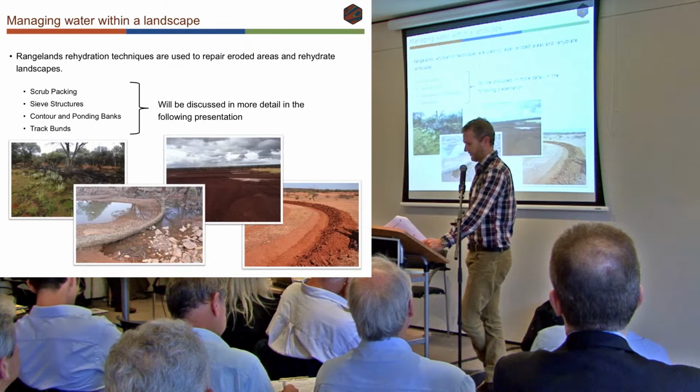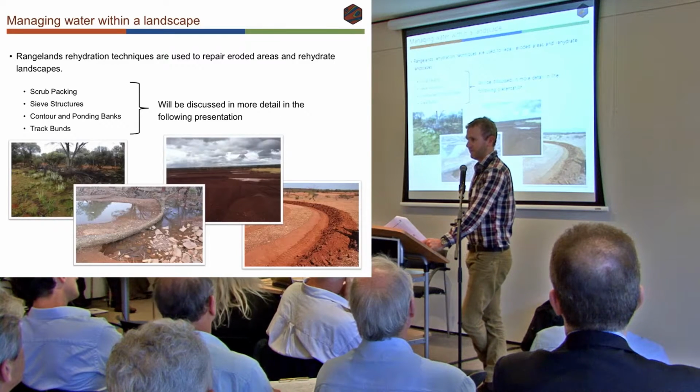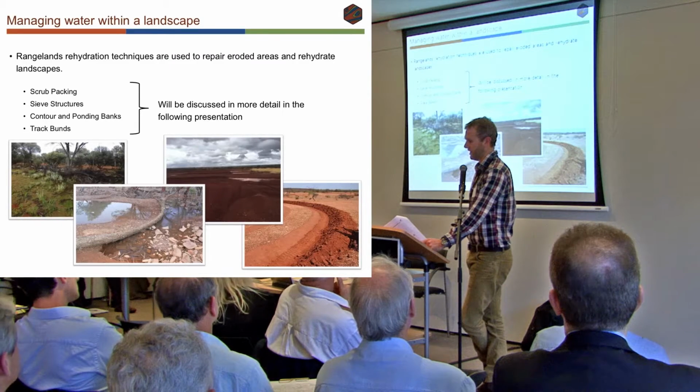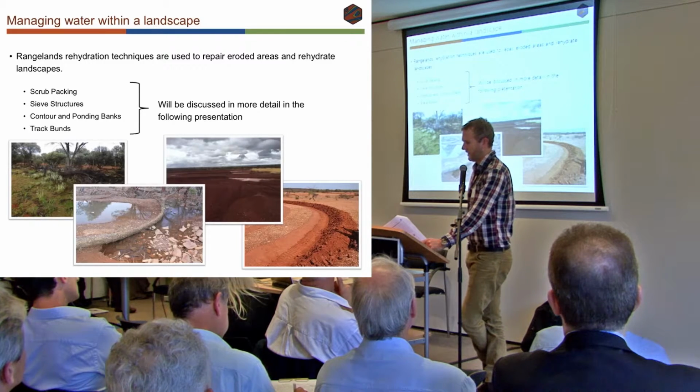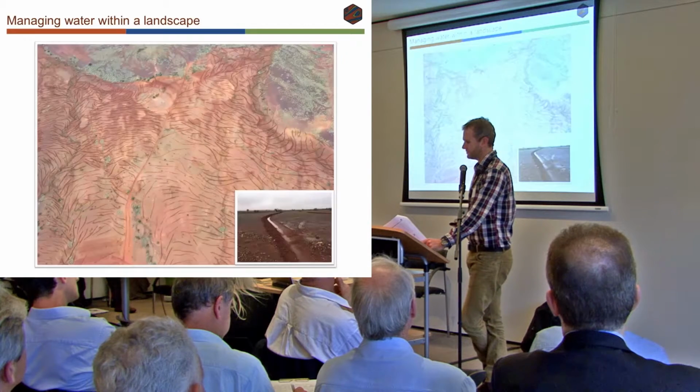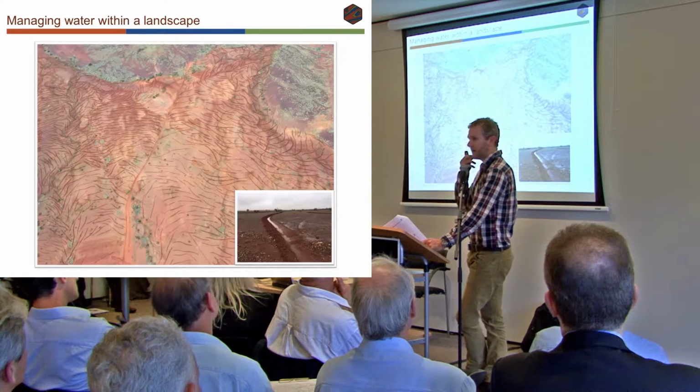I'm just literally going to fly through some photos here of the sort of work that we've recommended and implemented through the ESRM plans. So in these photos you can see some sieve structures, some scrub packing and some contour banks that have been done through the state, sometimes on a large scale.